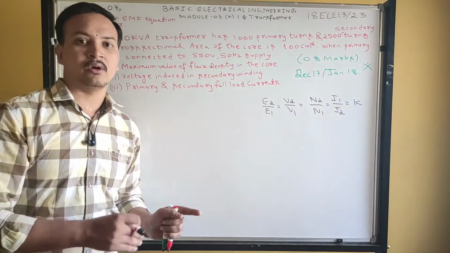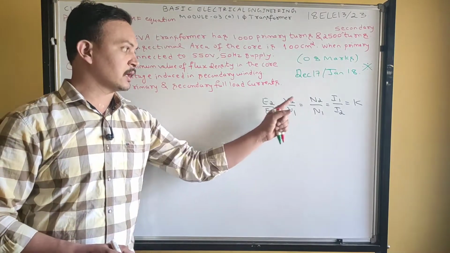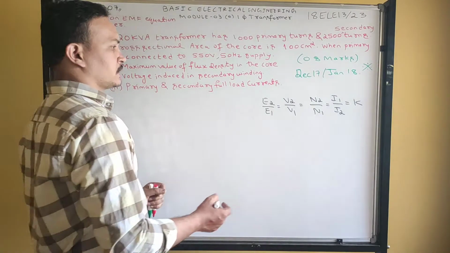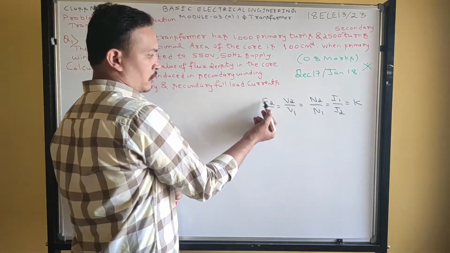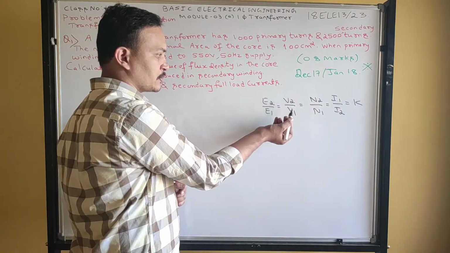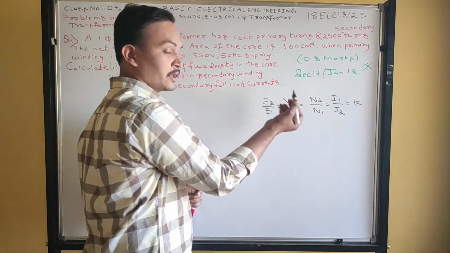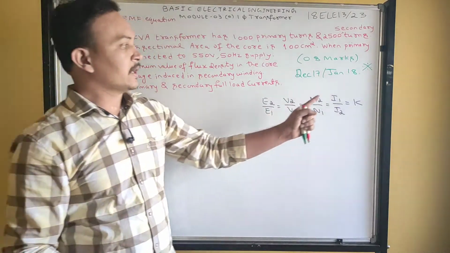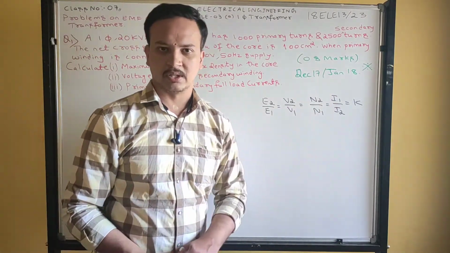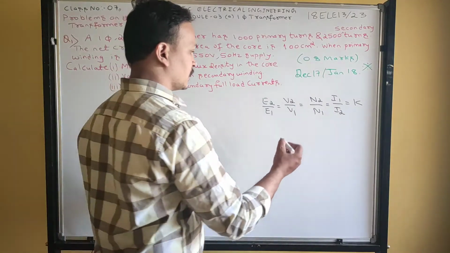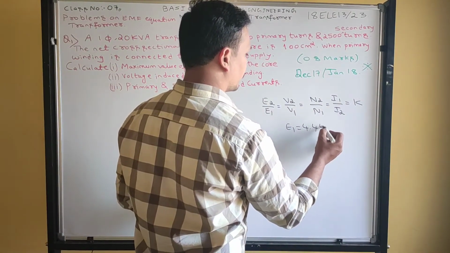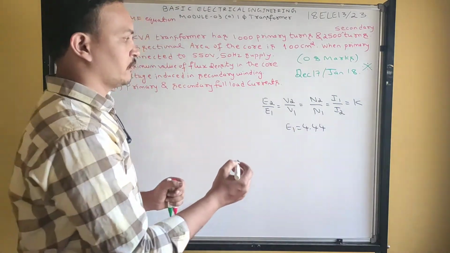In the previous video, I have explained the basics regarding all these concepts. Just go through that. K can be calculated by the induced voltage ratio, or the terminal secondary voltage by primary voltage, or the turns ratio, or by the current ratio. We can find the K value by any one of these four equations. Along with this, you must know the EMF equation of a transformer formula.